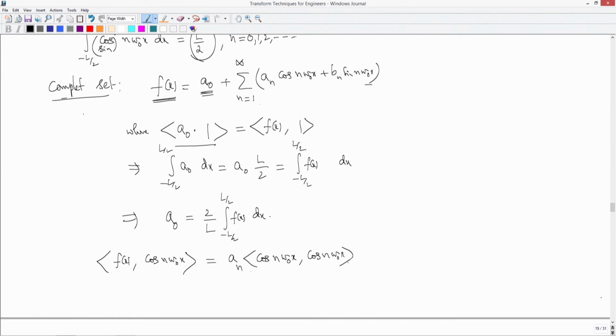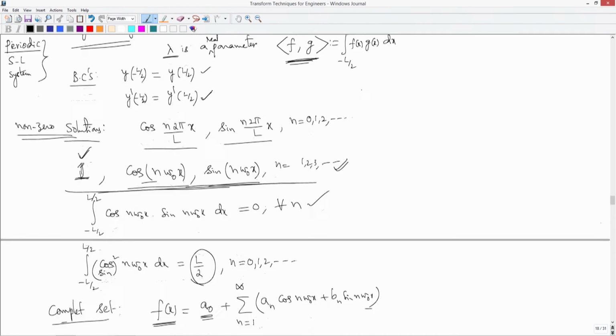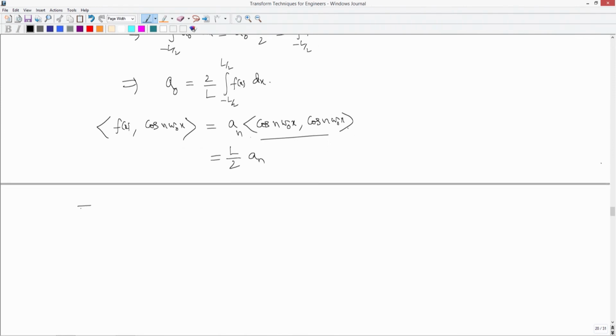This symbol represents the dot product, which you should recognize as soon as you have this Sturm-Liouville system. So this is exactly L by 2 a n; we have seen this dot product already. So you see that a n equals 2 by L integral from minus L by 2 to L by 2 of f(x) cos(n omega naught x) dx.